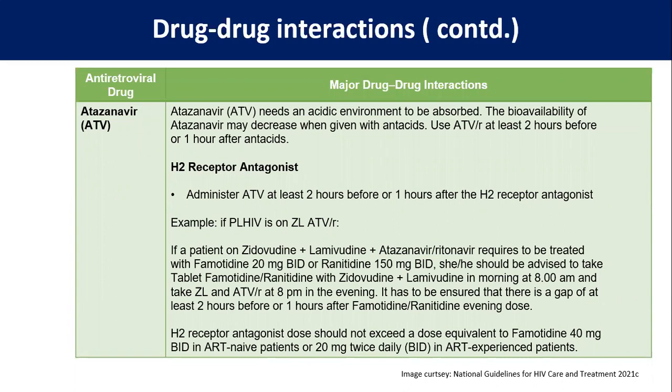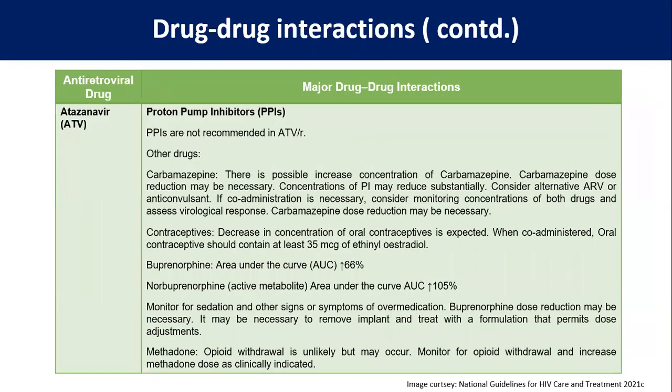For prescribing an H2 receptor blocker along with atazanavir, we need to administer atazanavir at least 2 hours before or 1 hour after the H2 receptor antagonist is taken. And the dose should not exceed 20 milligram twice daily. Famotidine's highest recommended dose is 40 milligram BID. And a proton pump inhibitor is not recommended with ATV/r. Other drugs, but if we want to use it, we can use it at least with a gap of 12 hours.